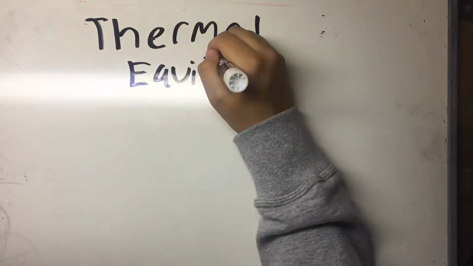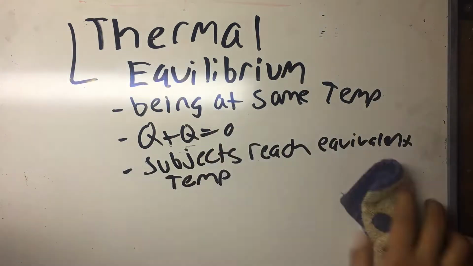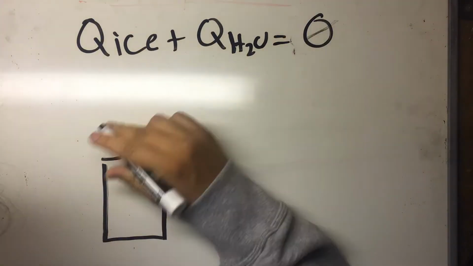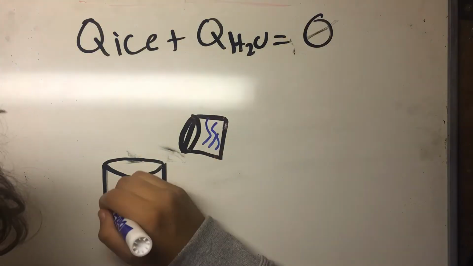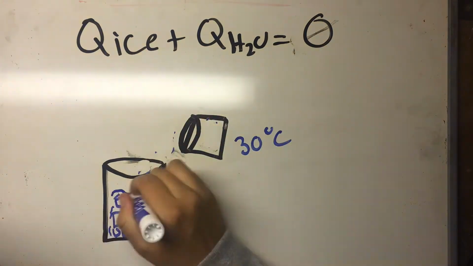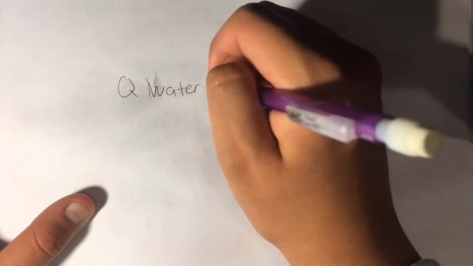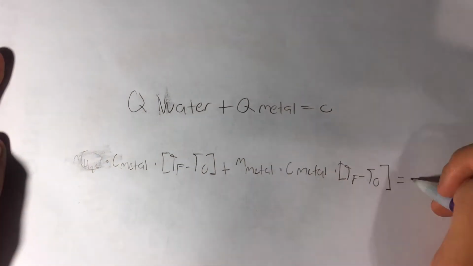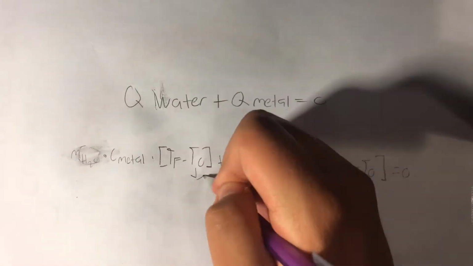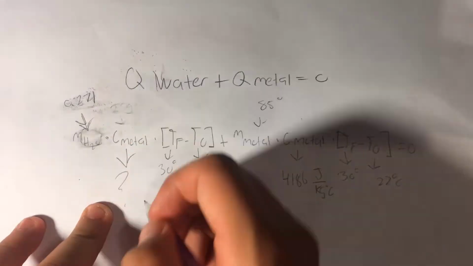Now moving on to thermal equilibrium, this means being at the same temperature: Q plus Q equals 0, and subjects reach an equivalent temperature. You have a Q of ice and a Q of H2O. Let's say the ice is 1 degree Celsius and the water is 30 degrees Celsius, and you mix them, they reach an equivalent point of 20 degrees Celsius. By using data from a class, we can calculate the specific heat capacity of a metal by plugging everything into this equilibrium formula. And we found the specific heat to be 447.7.